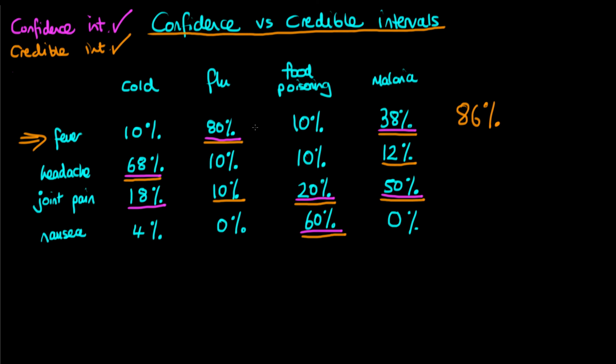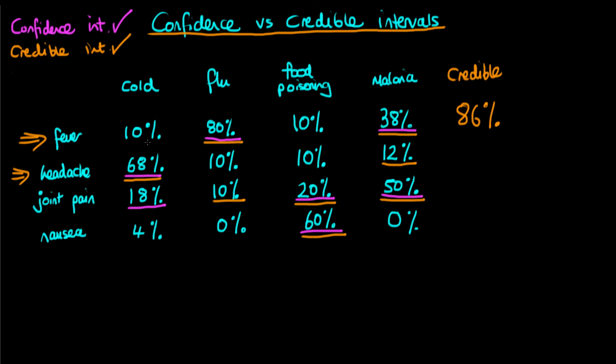So the 86% here quite clearly doesn't equal 80% plus 38%, but it does so when we consider our normalized table. So this is the credible coverage that we would obtain by using our confidence interval here, and that's the same as the credible interval that we constructed as well. Next, considering those individuals who have headaches.